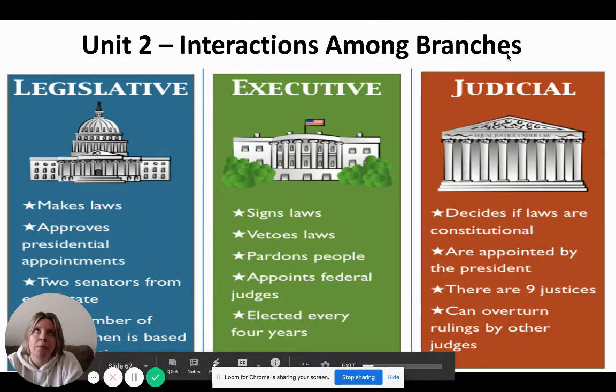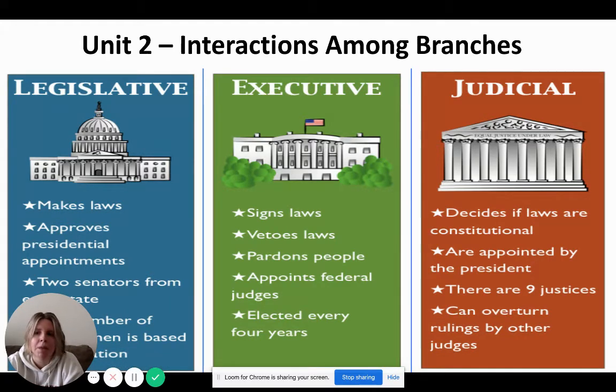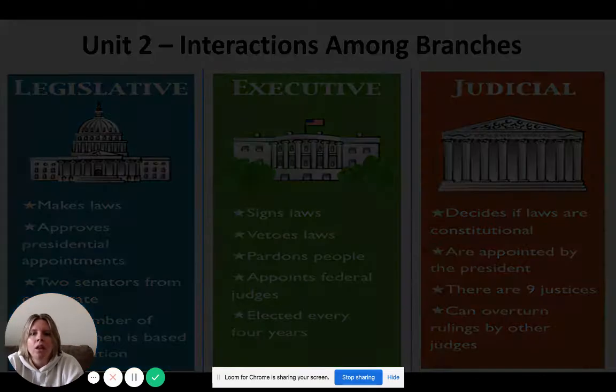This unit is a big chunk of the test because it's basically the three branches and how they interact with each other. So checks and balances, the separation of powers. You need to know the three branches of government, the legislative, executive, and judicial. You need to know what they do and what powers they have to stop the other branch from doing something, basically. So let's jump right in.